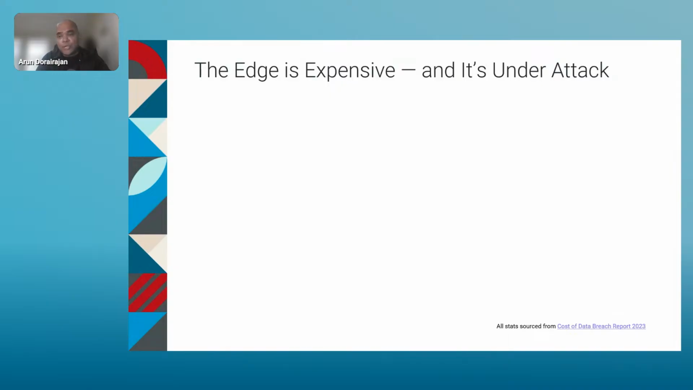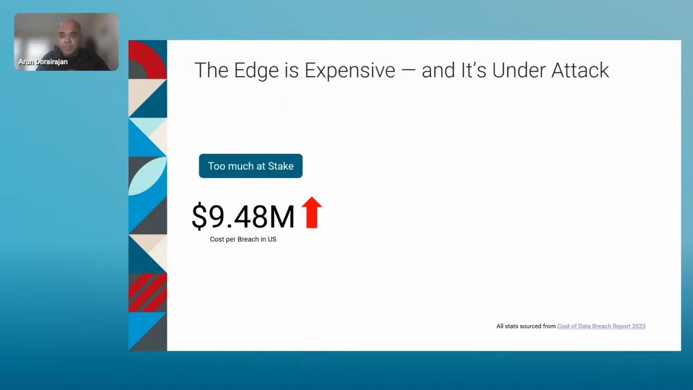Now, let's talk about what's really at stake when these APIs and file transfers go unprotected. Breaches are not just a technical problem, they're a financial time bomb. The average US breach now costs 9.48 million. And that's not just fines. It's lost trust, lost business, and long recovery cycles. It takes almost 277 days to even identify and contain a breach. We'll talk about that more. Now, that's almost a year of exposure.